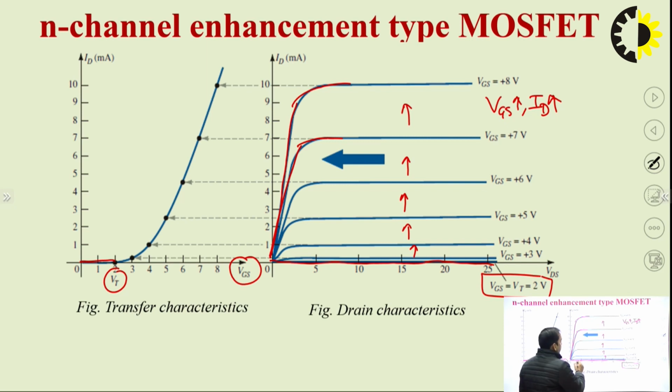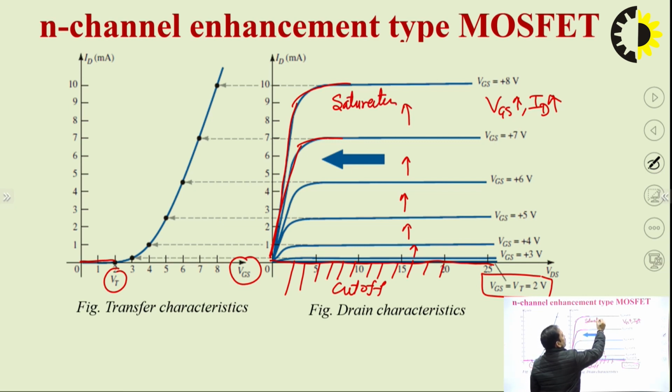So we have the regions over here. This is the cutoff region, because the current is 0. Here the current becomes saturated, so it is the saturation region, and here we have the ohmic or linear region, and we have basically a locus also like this.